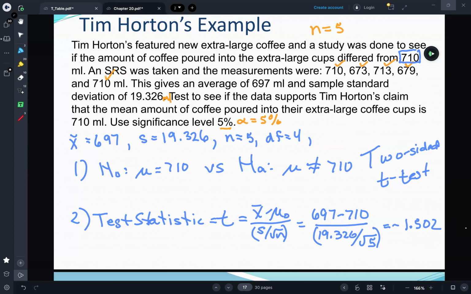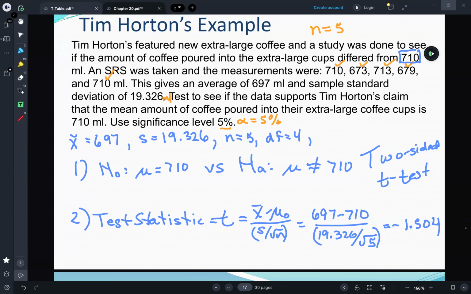697, subtract 710. Should be very close. 19.326 divided by the square root of 5. Yeah, it's 4. All right, so the third decimal is 4. Thank you for that. And it's negative. Now, because the t distribution is symmetric, we can just use the positive.